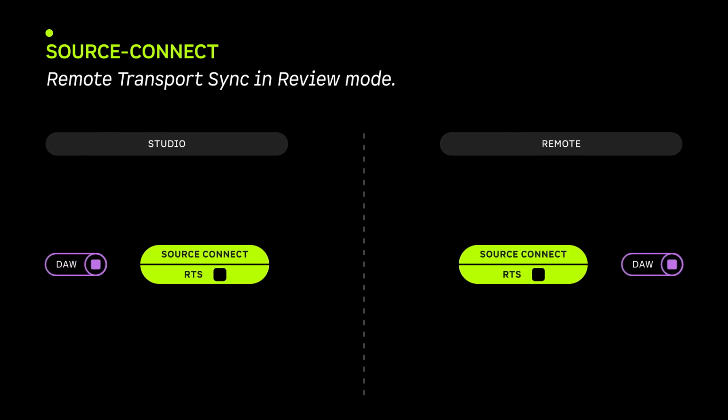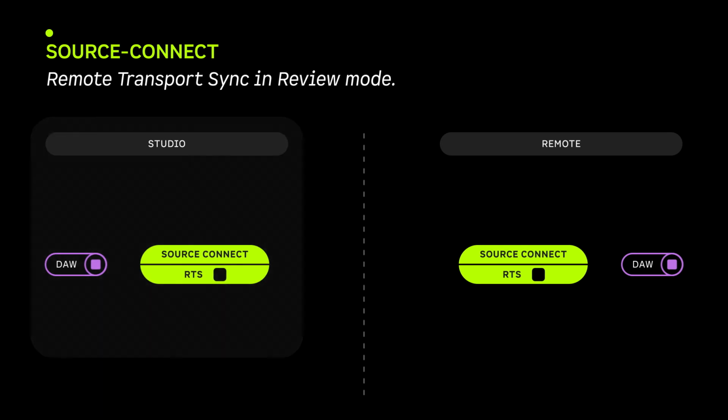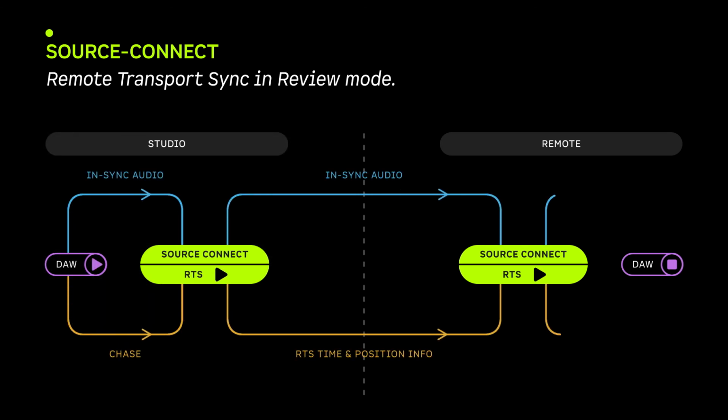In review mode, you are the time and position master and the remote machine chases you. Transport is controlled from your DAW. Audio is timed perfectly leaving you and therefore incoming to the remote location. The RTS sender controls the transport. The position is set by the sender in the DAW and the direction of sync is determined by where the sender initiates play from, either the DAW or RTS panel.